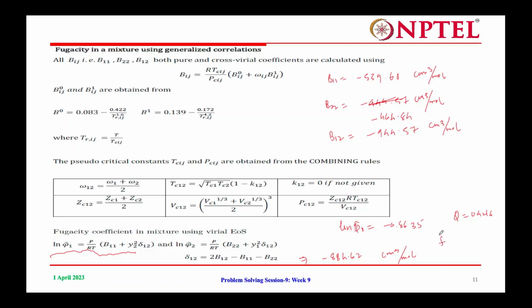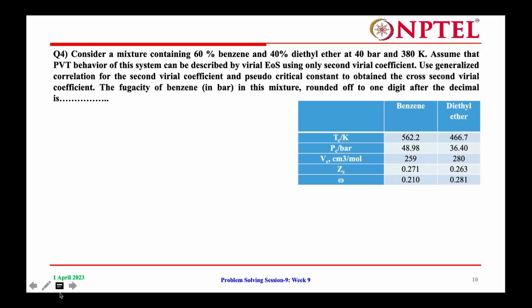Now for fugacity, yi P into phi. Here benzene 0.6 into pressure 40 into phi 0.4216. So F1 is equal to 10.12 bar. Right. So this is 10.12 bar.